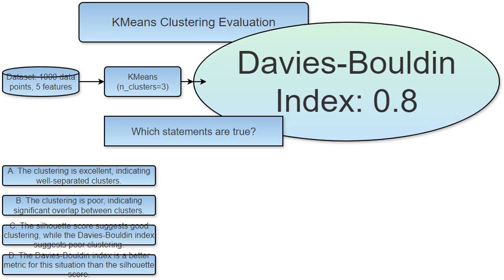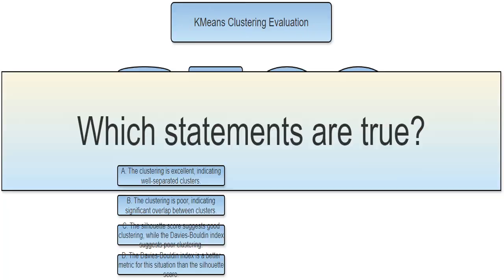The Davies-Bouldin index is 0.8. This measures the average similarity between each cluster and its nearest neighbor. Lower scores are better. 0.8 is relatively high, indicating substantial overlap between the clusters and poor separation. A lower score would mean the clusters are better separated. I need to determine which of the given statements accurately reflect the quality of my clustering based on the silhouette and Davies-Bouldin index scores I've calculated.